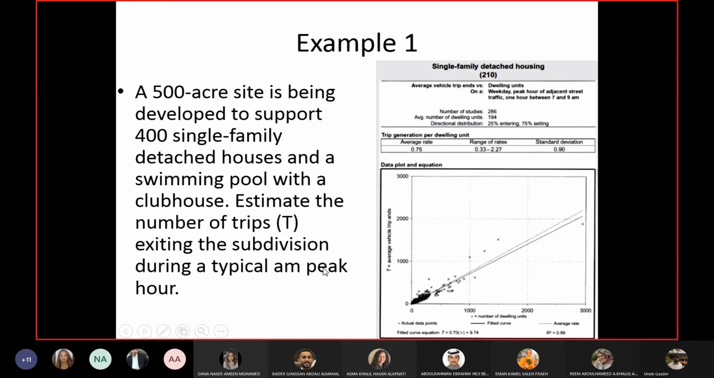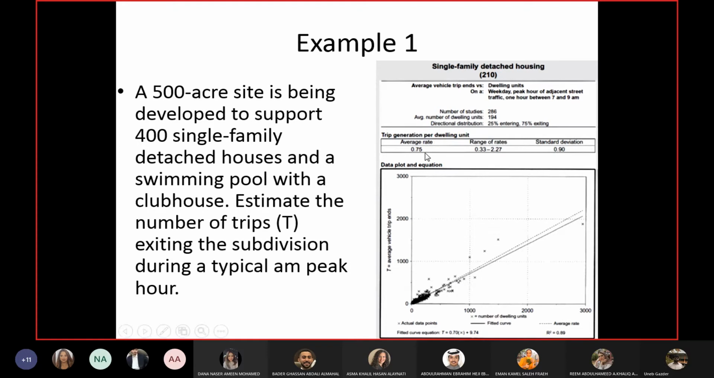Okay, 290 trips total will come out of this facility. Now let's say, just for the sake of assumption, that R square for this equation was 0.7. If R square was 0.7, then I cannot use the equation. Then I have to use the average trip rate.